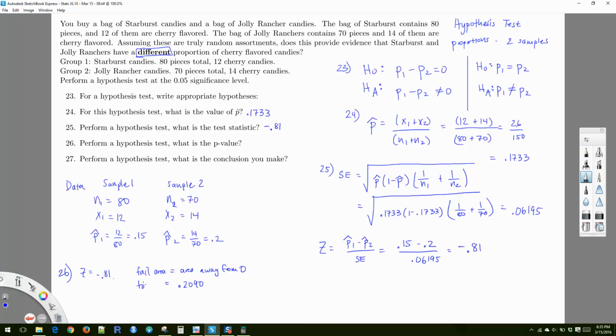So this is my tail. Is my tail the p-value, or do I double my tail to get the p-value? I double. How do I know to double? Because the alternative has a not equal sign, okay? So HA has a not equal sign, so we double the tail to get our p-value.